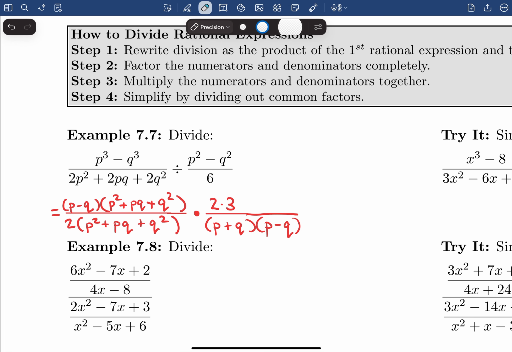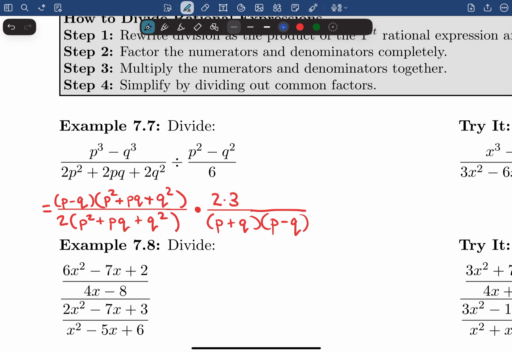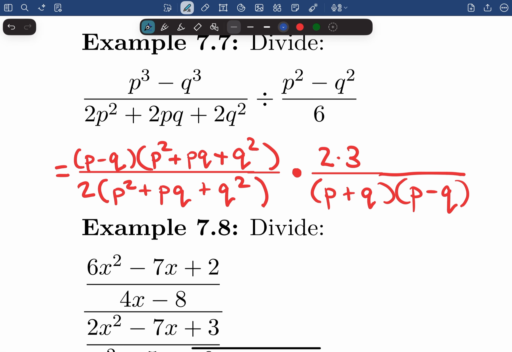And now that was the hard part. Now comes the fun part, because it's fun to cancel factors. So we hop in here and we say, well, what cancels? And if you say p minus q kills p minus q, you are correct. Those are factors that cancel. And if you say, well, 2 kills 2, you are correct. Those are factors that cancel. And if you say p squared plus pq plus q squared kills p squared plus pq plus q squared, you are also correct because those are factors.